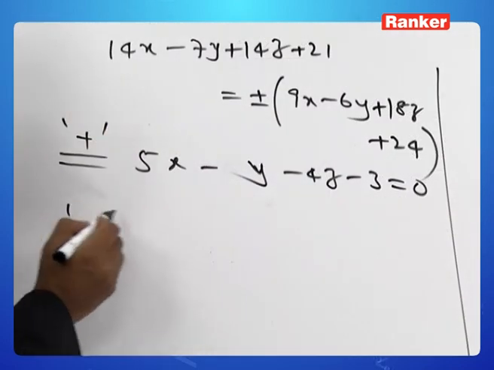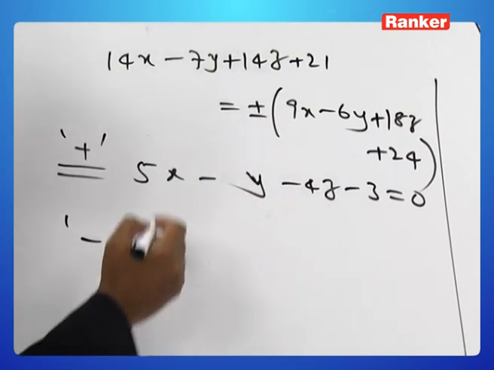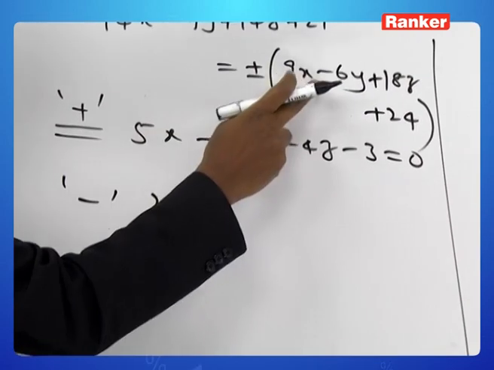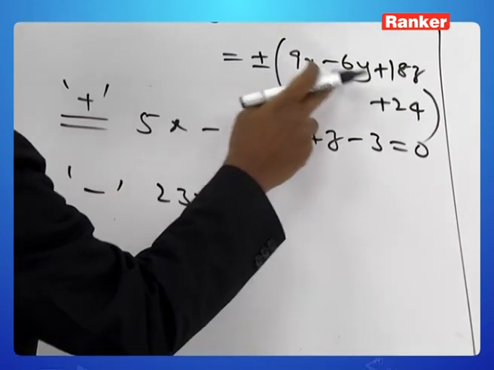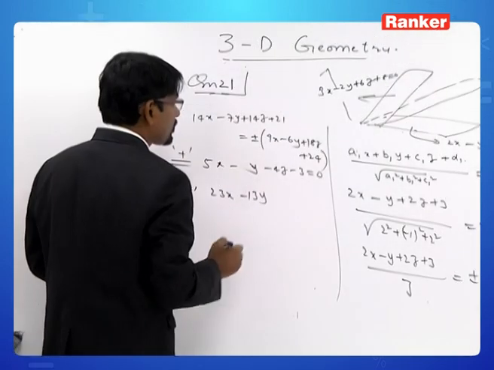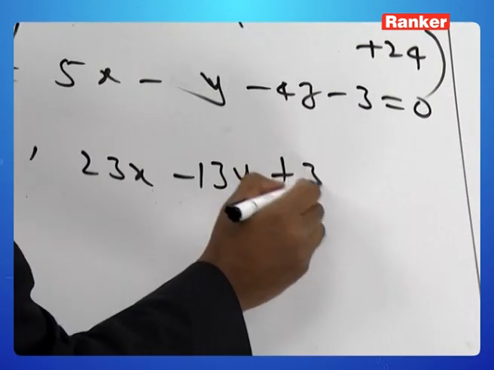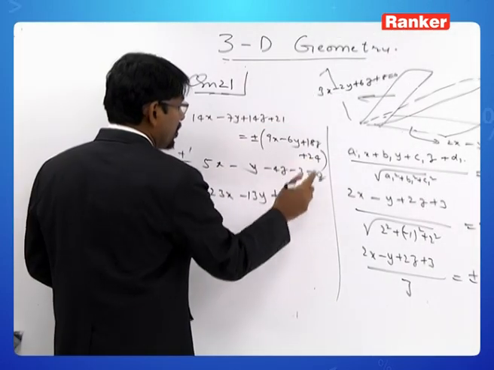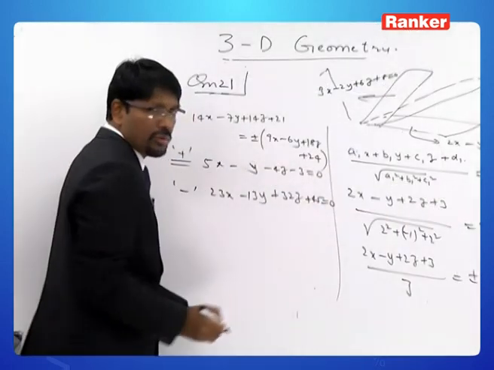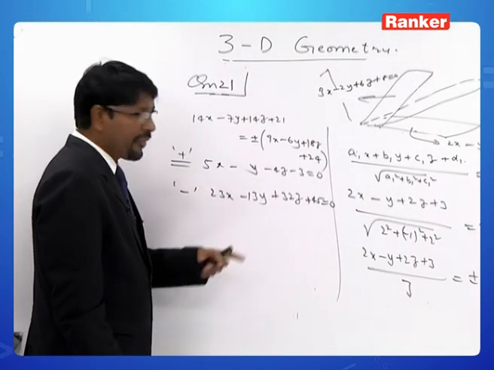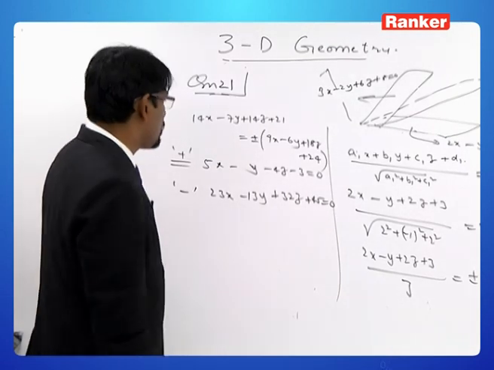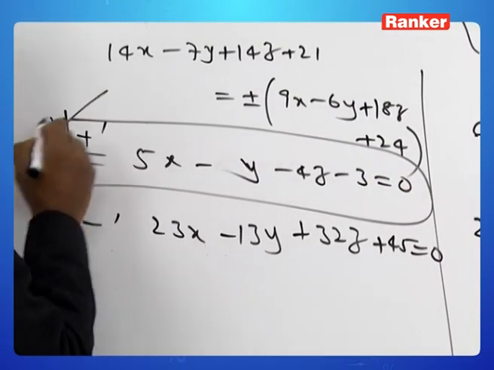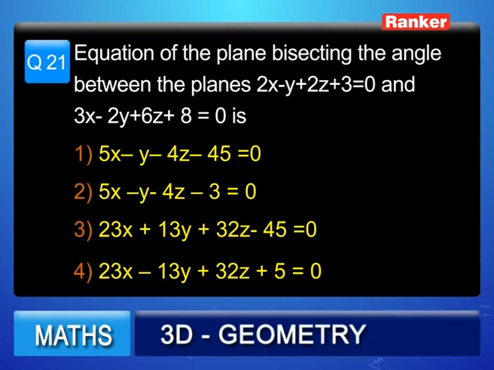Let's write the other one also, taking the minus sign. So what do we get? 23x, minus of minus will make it plus, but when I take it the other side you get a minus. So minus 13y, 32z, 21 plus 45 is equal to 0. So plus 45 equal to 0. If it had been minus 45, even the third option would have been correct. But of the two planes, this is the one that is given in the option. So we can opt for answer as 2.